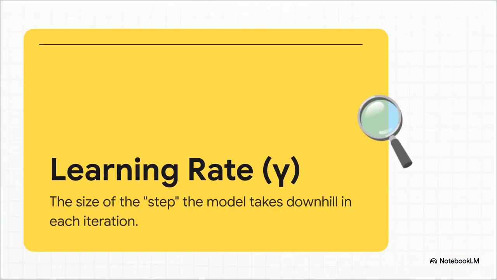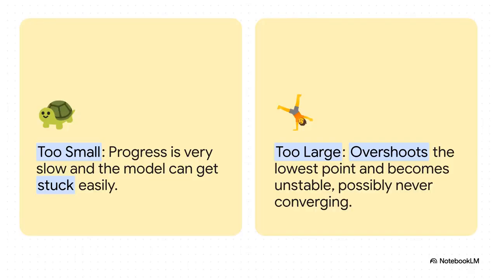Hey, remember that little gamma symbol from our golden rule? That's the learning rate. It's this number that you have to pick before you even start training. And it controls how big each of those downhill steps is. And let me tell you, getting this number right is one of the most critical parts of the whole shebang. This is basically the Goldilocks problem of machine learning.